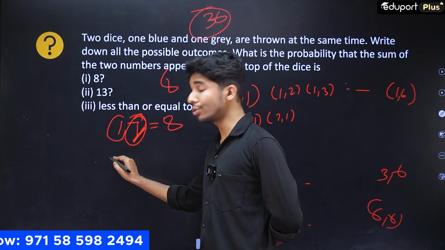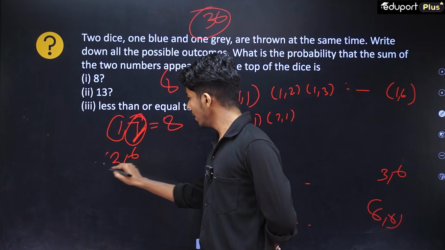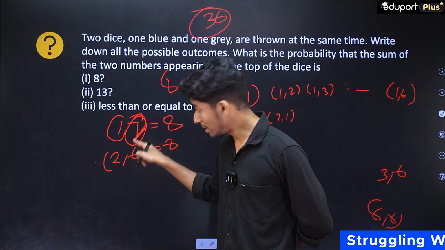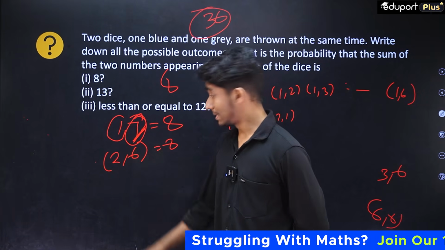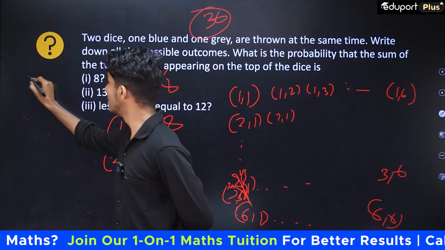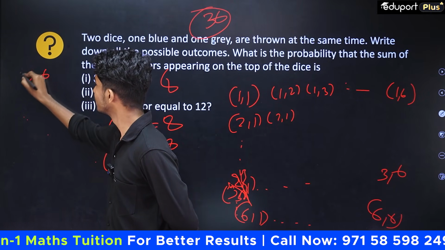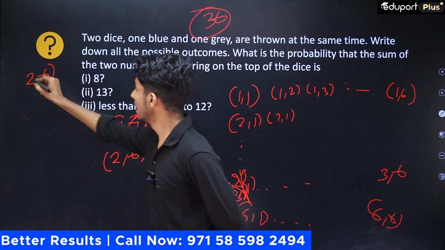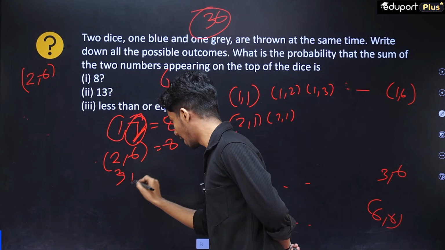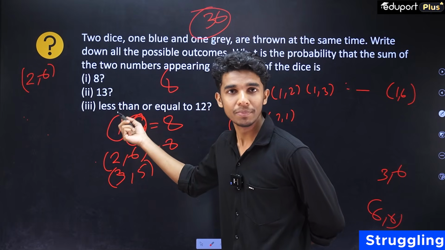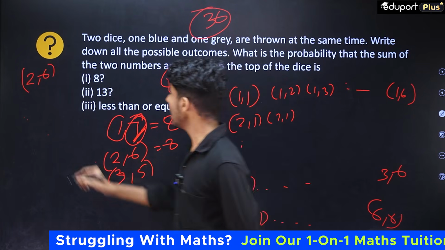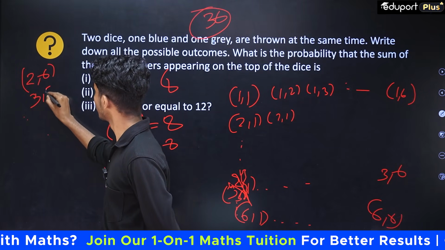Now look at 2,6. The sum is 8, and 2,6 is possible. 2 is a number on the dice, and 6 is also a number on the dice. So I'm counting my first outcome, 2,6. Then 3,5. 3,5 gives a sum of 8, and 3 is on the dice, 5 is on the dice. So I can use 3,5.